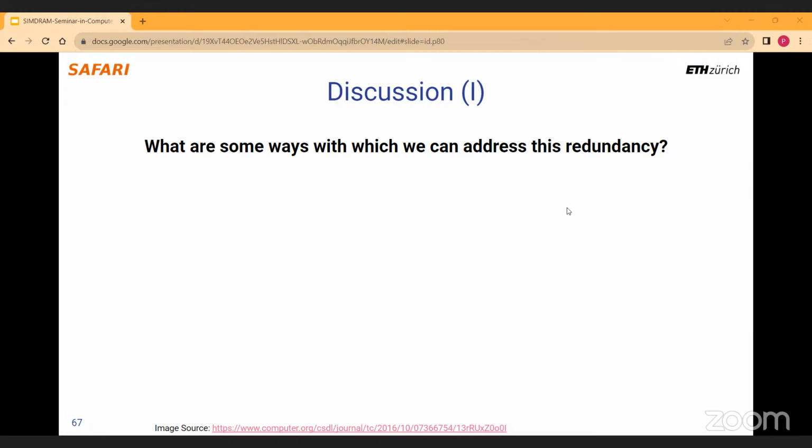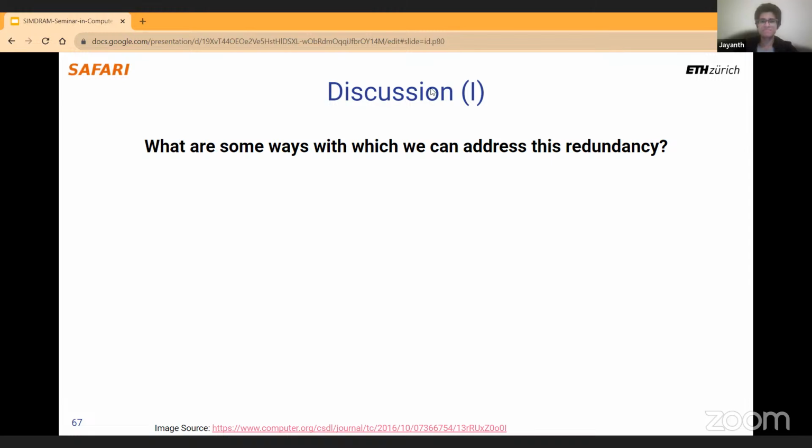I think this redundancy can be used, for example, for better reliability. We can copy different versions of that application and have some sort of NMR or TMR, depending on how many copies. Essentially, it can help better reliability, I guess. Yeah, but that would come with energy overhead. Exactly, I agree with that. So anything about how this redundancy can be addressed?